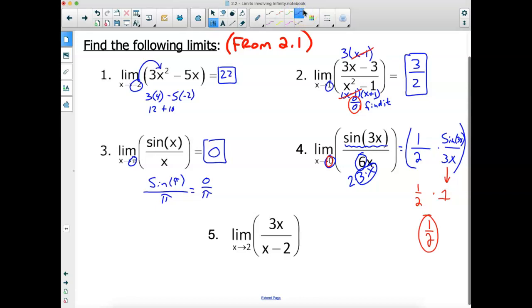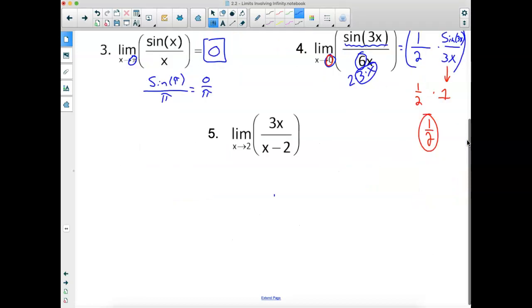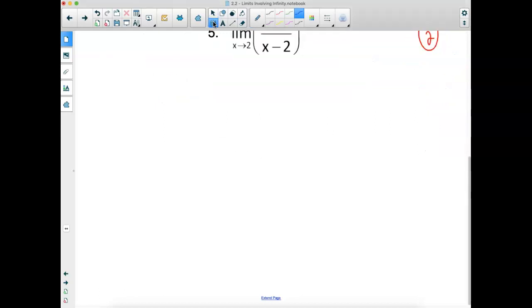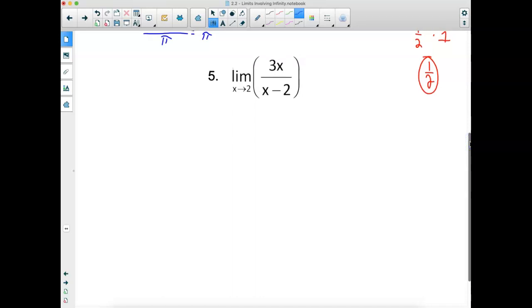The other one we can do here is down at the bottom. And that annoys me when I do that. What we're going to do is direct substitute in there again, okay? And when I direct substitute in, what do I get? I get 6 over 0. Whoop, I get a number over 0. What does that mean? That means the limit does not exist, okay?